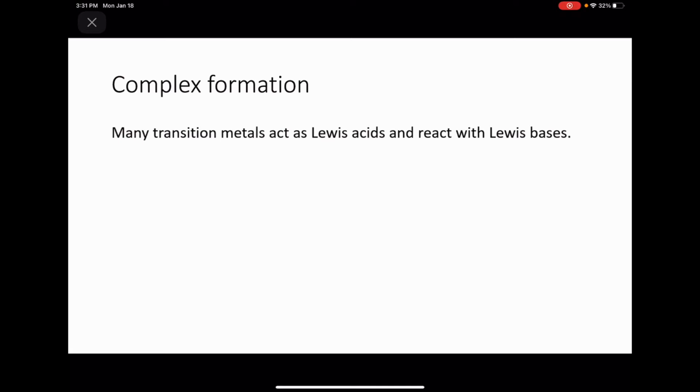And it turns out that we didn't do any transition metals because it's very hard to pigeonhole a transition metal in as a Bronsted-Lowry acid. Think about it as a proton donor. It just doesn't make any sense. So many of these transition metals actually act as Lewis acids, and they're going to react with Lewis bases. So it gives us a different type of reactivity called complex formation. So the product of the acid and base, in this case, is a complex.